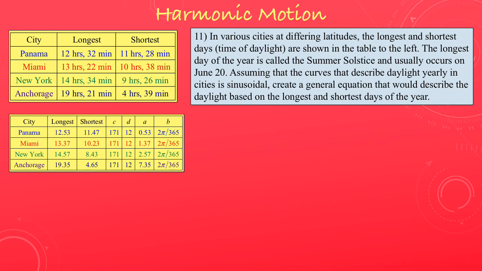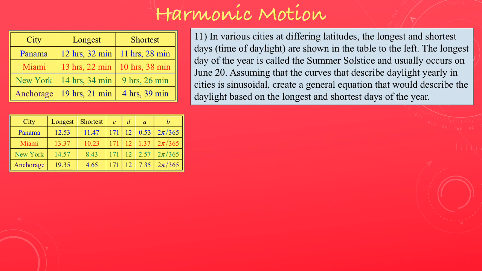This seems like a lot of work, but we find that all cities will have the same C, D, and B. We start with C, which is the horizontal shift to the maximum value. We know that the maximum value for each city is on June 20th, the summer solstice. June 20th is the 171st day of the year. So for all cities, C will equal 171.